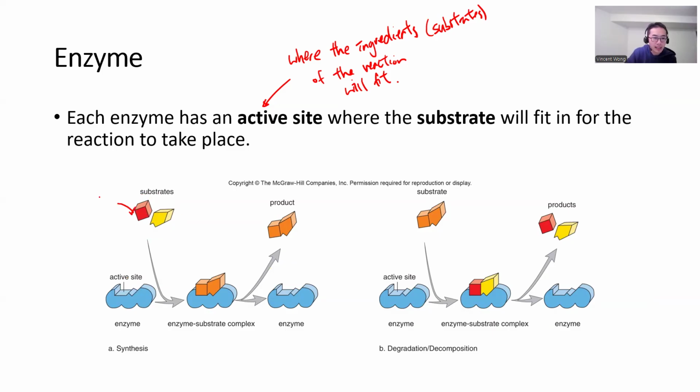I'm totally making this up. Let's say this is glucose and then this is fructose. Okay. So these things will fit into the active site. The enzyme will help carry out the reaction by lowering the energy requirement, and then it will form the bond, hydrolysis in this case, and then you will get a product. Okay? So glucose plus fructose gives you sucrose.